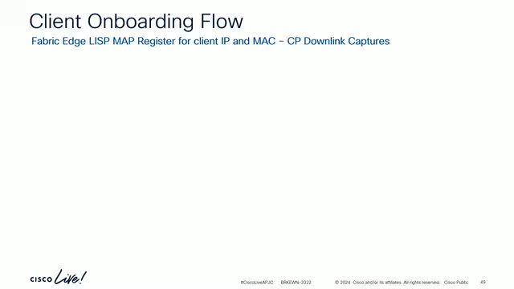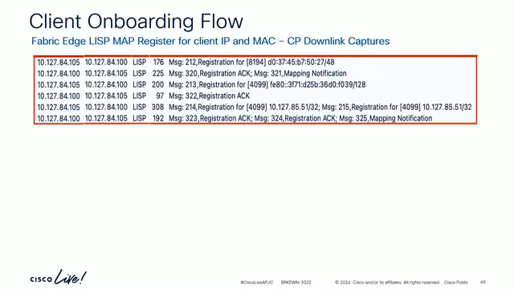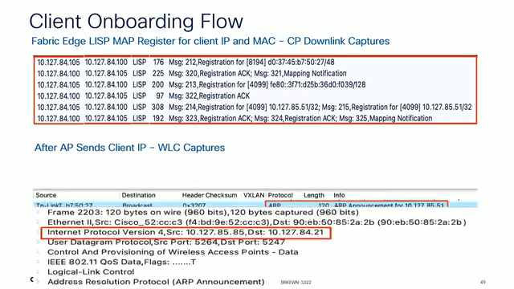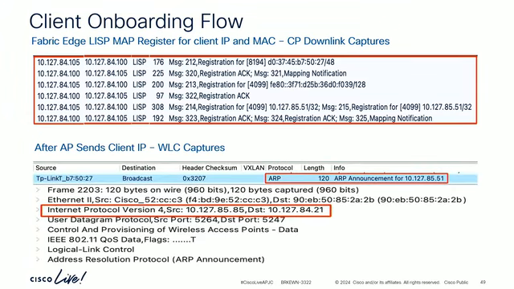Now, the fabric edge sends the LISP map register for the client IP and MAC. These captures are taken on the CP downlink. Here we can see the LISP map register which is being sent, and there is an acknowledgement for that as well. At the same time, the AP sends the announcement of this IP through the WLC, saying the client has got this IP, so you also take note of it. So the WLC takes note of it, adds that into the device tracking database, right? And gets into run state. That run state is very important. Run state and device tracking database, right? So that is the final thing.